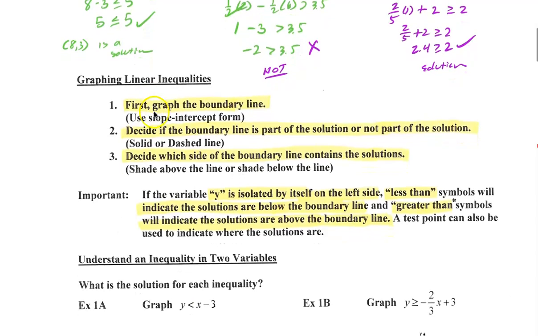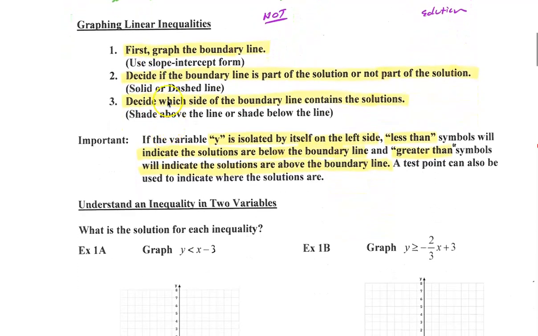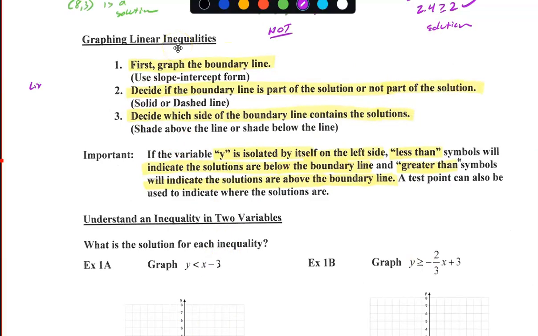Now let's talk about how we graph these inequalities. Those are the final steps. First, we're going to graph the boundary line. That means we're going to graph our equation, using slope-intercept form. Second, we're going to decide if the boundary line is part of the solution. So that means when we graph our line, is it going to be solid or dashed? Very simple.